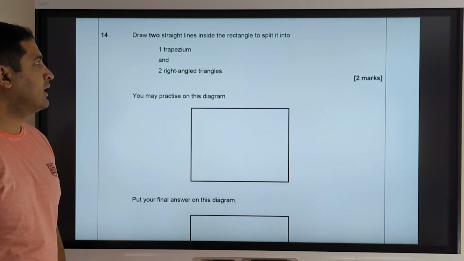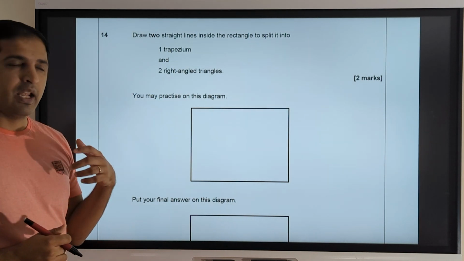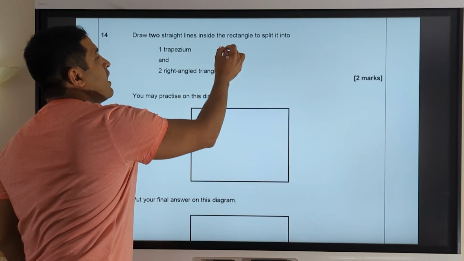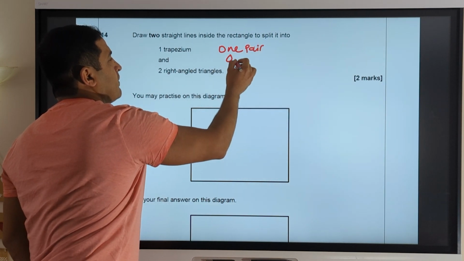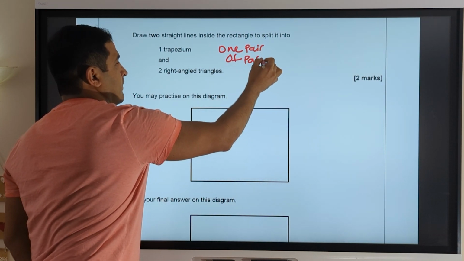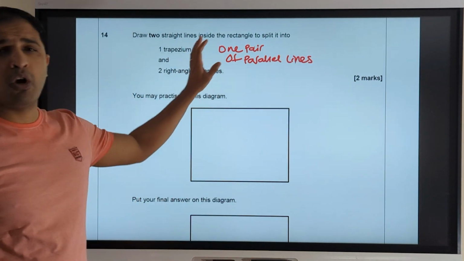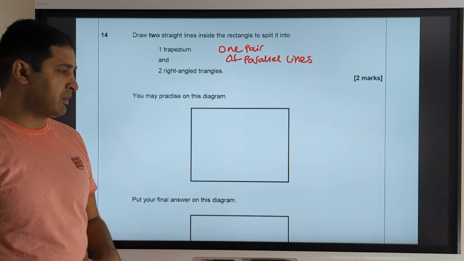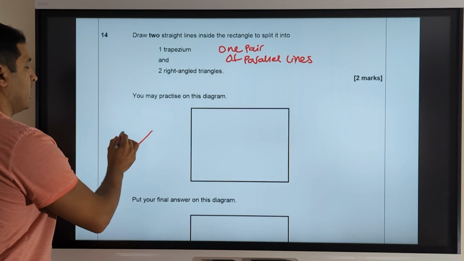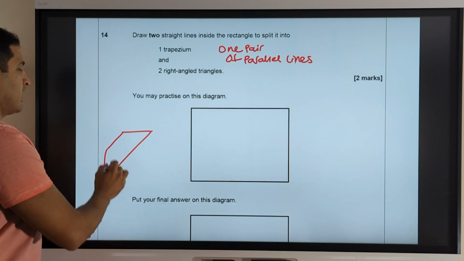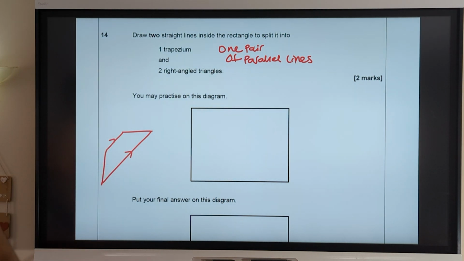Draw 2 lines inside this rectangle to split it into one trapezium. Now a trapezium has only one pair of parallel lines. That's the property: a trapezium has to have one pair of parallel lines. So as long as I draw any parallel line anywhere and join them up, that creates a trapezium. That's a trapezium, as long as these 2 lines are parallel.